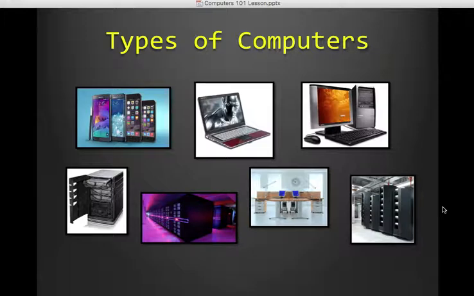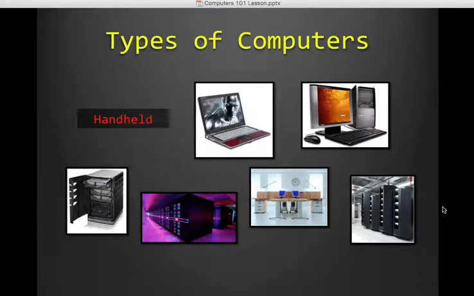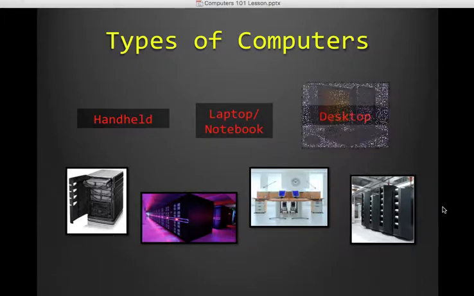There are different types of computers. The first one, probably our favorite, the handhelds. That includes all the phones and tablets. The next one is a laptop or a notebook. And then we have our desktops, which are more powerful, and people a lot of times use them for gaming or for video editing. Then we have a server, which is responsible for storing files that other people can access.